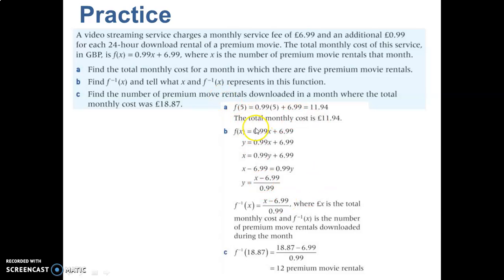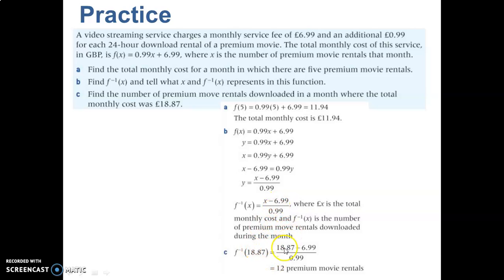In the first problem, all we need to put in is an input of 5 into the function. So 5 goes in here, and we can figure out the cost when 5 movies are rented. In the second one, to find an inverse, remember we swapped the x and y values, and we solve again for y. So our inverse function becomes this. And this represents the number of premium movie rentals downloaded during the month.